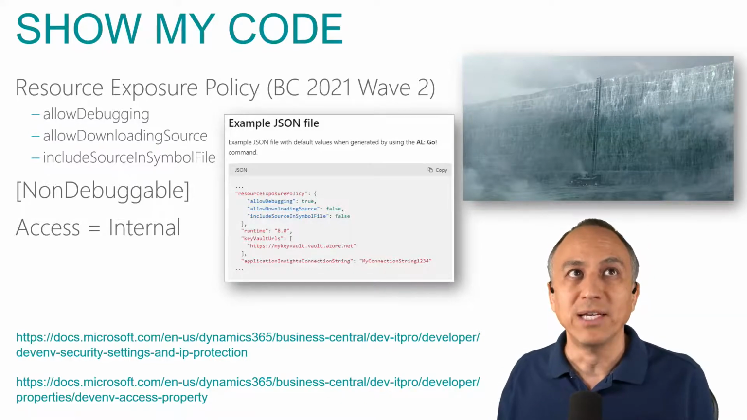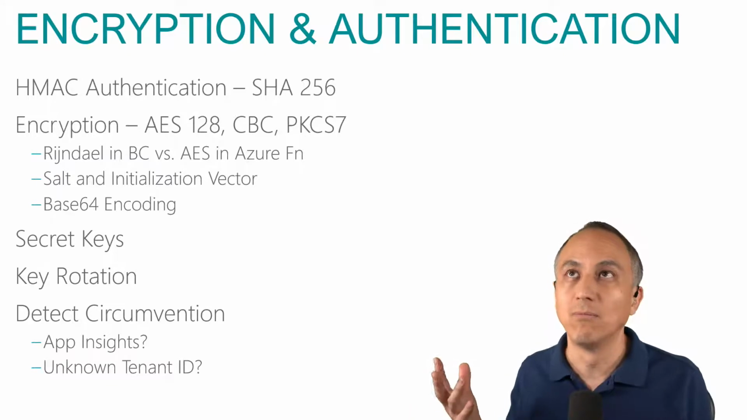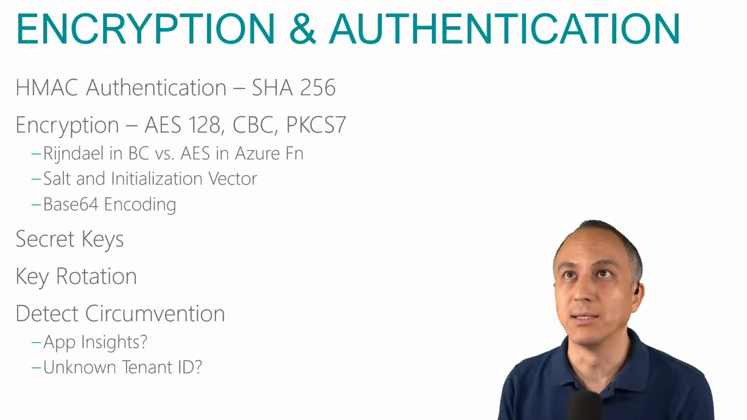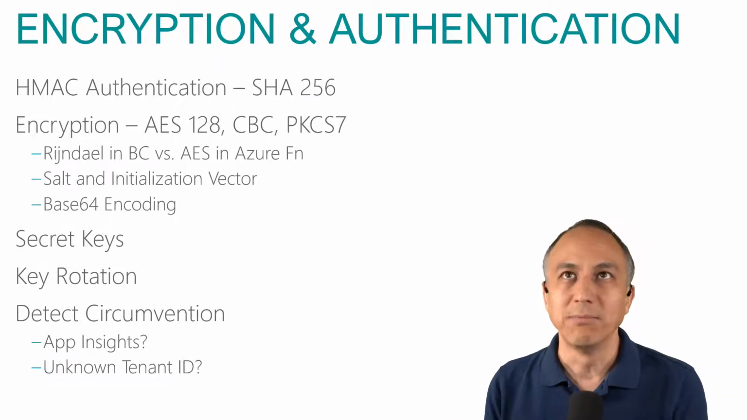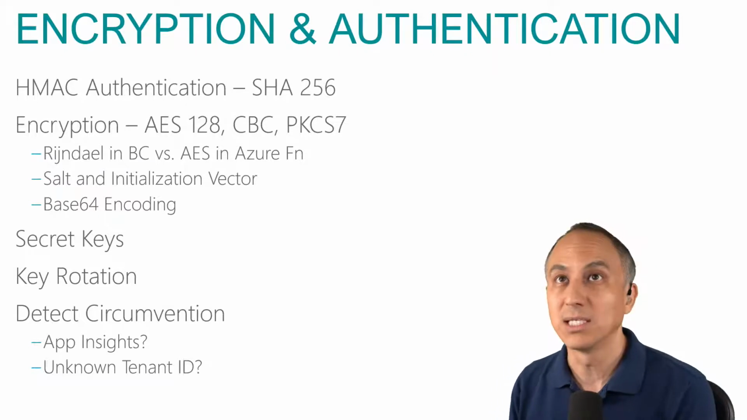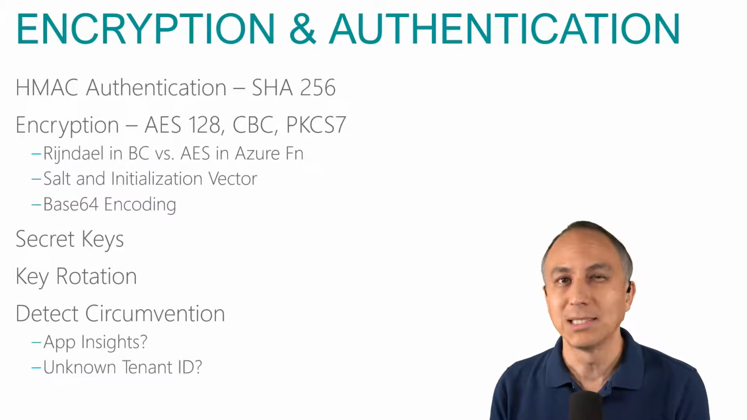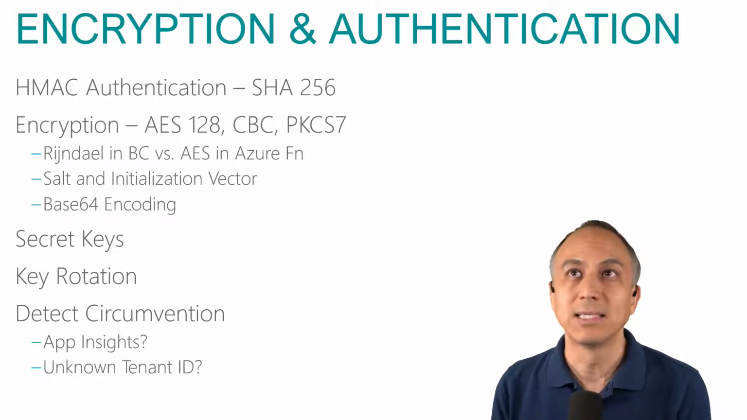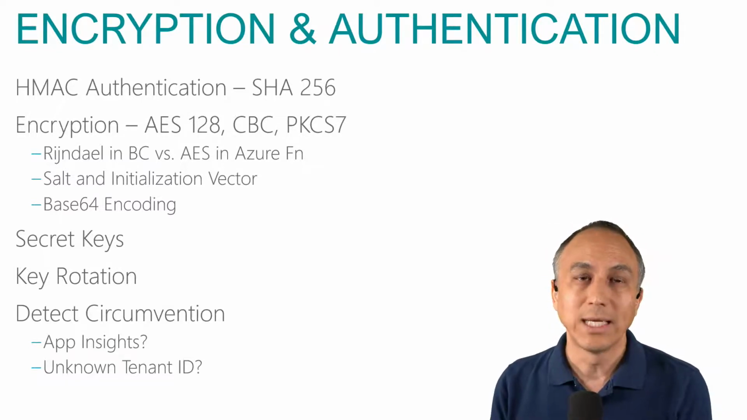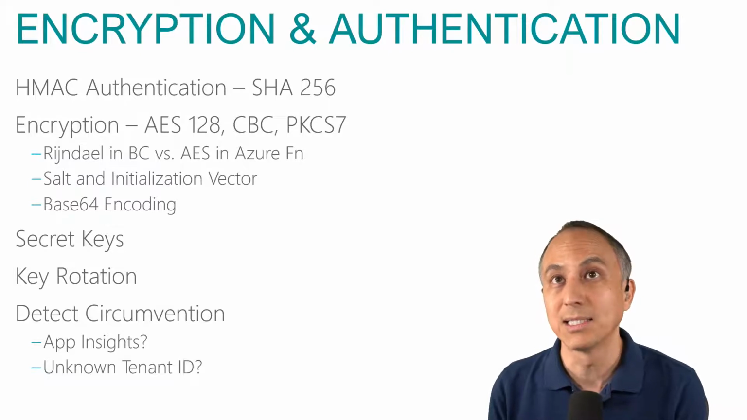In addition to all of this, we are implementing encryption and authentication. As I mentioned, we are adding HMAC authentication to our Azure function calls, which uses SHA-256. And we are using encryption for our license key and other elements. That's AES-128 on the Azure function side, with CBC and PKCS7 parameters for that AES.